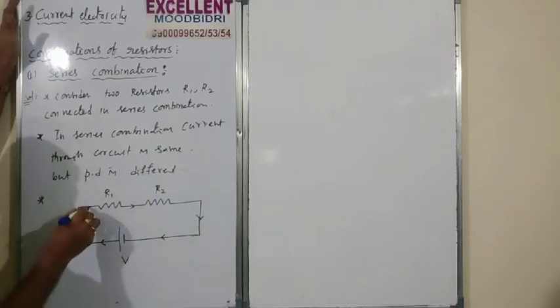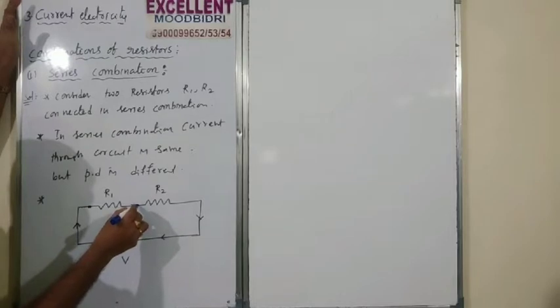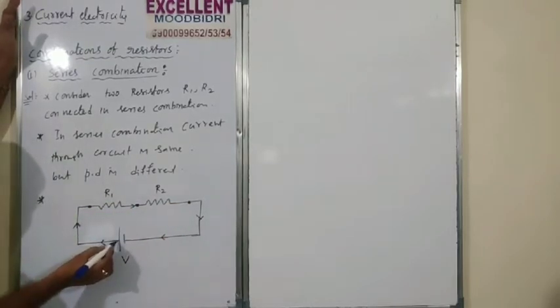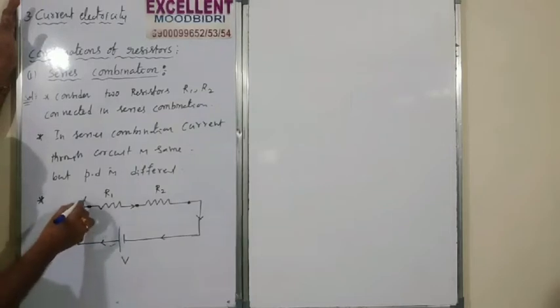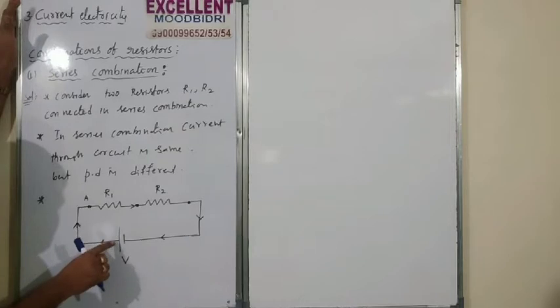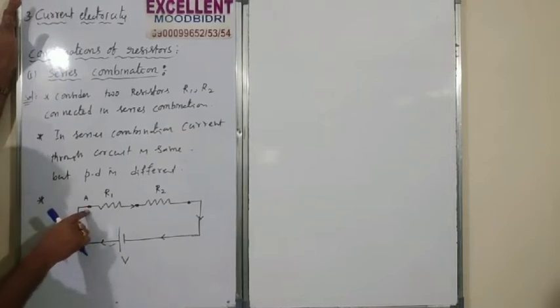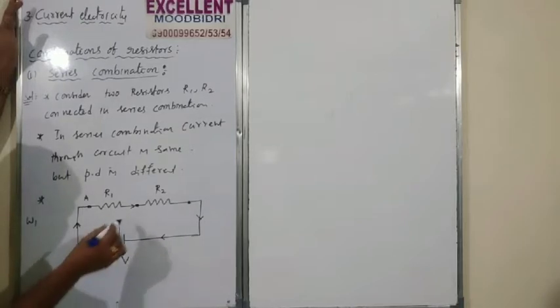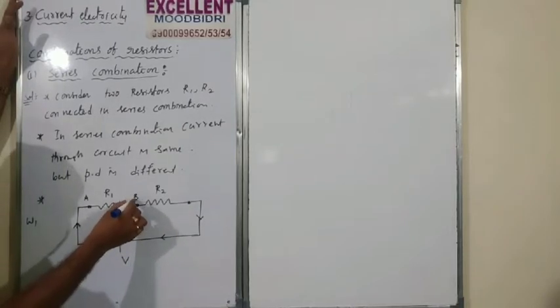But here one resistor will be there, here also one resistor, so two resistors will be there. From here to here, this is a point I will consider. To bring charge Q from here to here, some amount of work done is required, which I will consider as W1. Next, here one more point, this is point B.